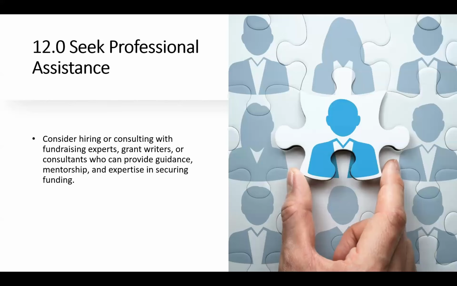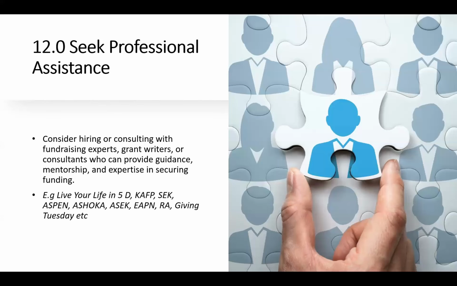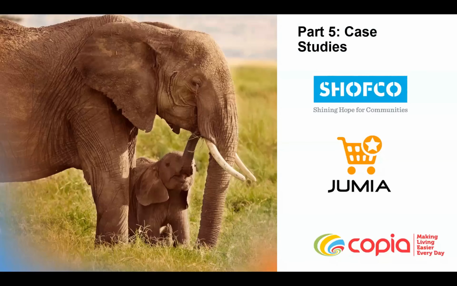So I mentioned to you earlier that you need to invest in accessing professional assistance. Don't try it alone as if you know everything. And when it comes to seeking professional assistance, there are many places to go. Starting here with the Live Your Life in 5D, where the platform is hosted today. There is the Kenya Association of Fundraising Professionals. There is Social Enterprise Kenya. There is Aspen. There is Ashoka. There is ASEC, the Association of Startups in Kenya, East African Philanthropy Network, Resource Alliance, Giving Tuesday, and so many others. Those are just some of the areas where you can go to.